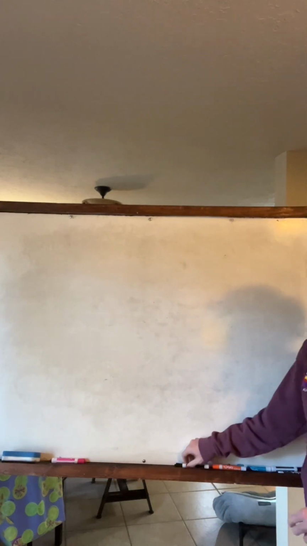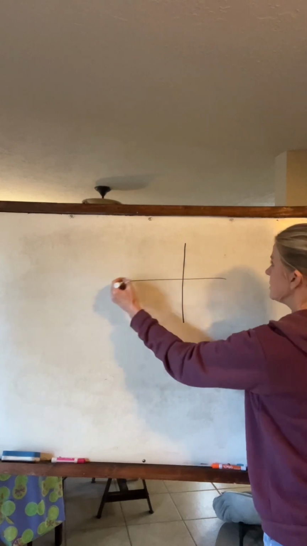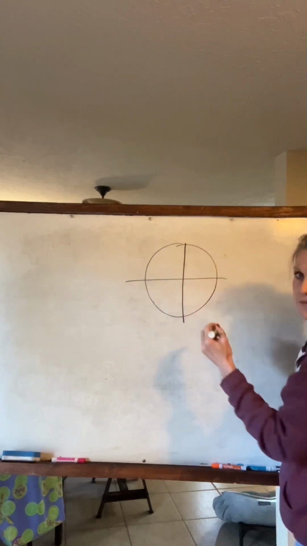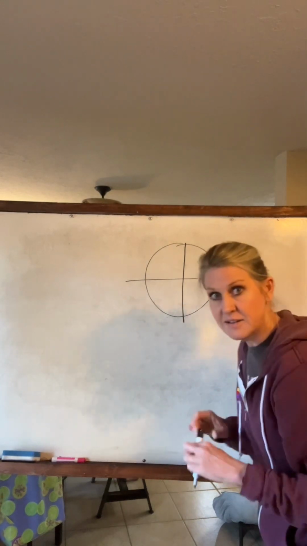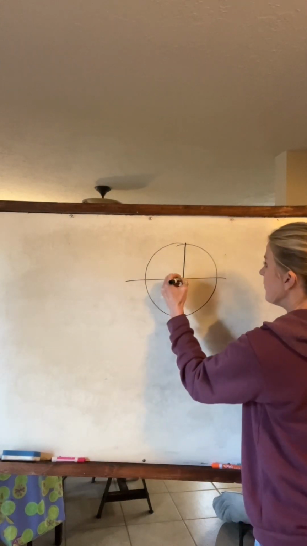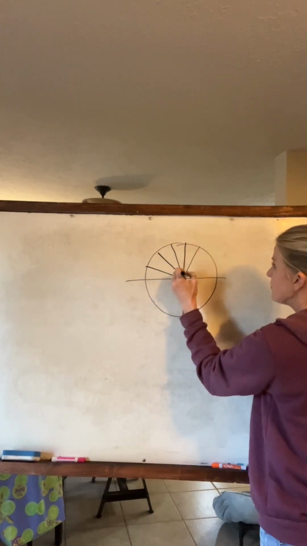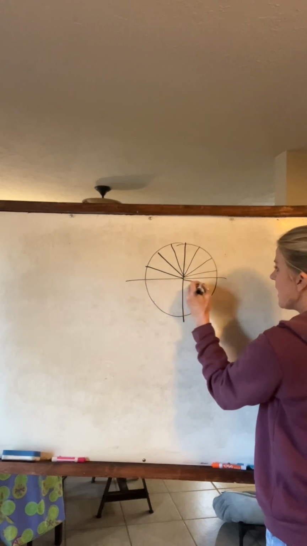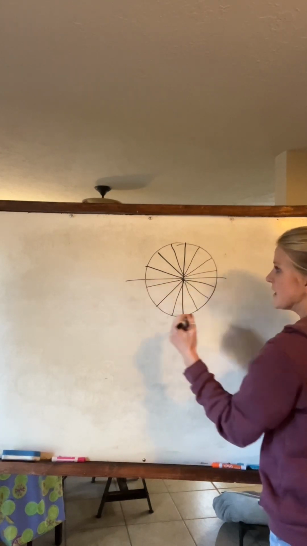Okay, guys, let's see if this works for the unit circle. So you've got your unit circle, and the first thing you're going to do is divide each quadrant into 3 sections. We're going to make multiple laps around the circle, and we're going to count and label as we count.